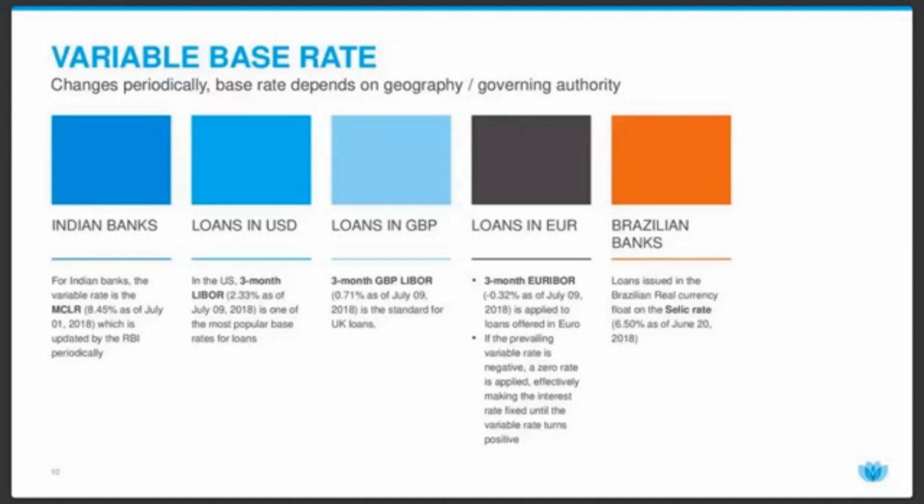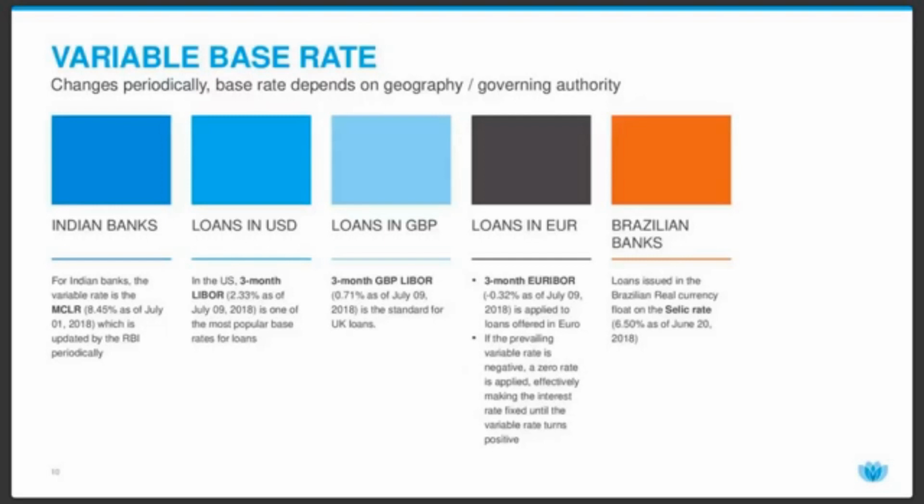So let's just take a few examples so that we're clear with what kind of terminology we might encounter. With Indian banks, this variable rate is what's called the MCLR, the marginal cost of lending rate. It's usually updated by the Reserve Bank of India periodically. As of the most recent one that we have received from public sources, it's 8.45% as of the 1st of July this year, right? So this is the variable part of the rate. If you get a loan in USD, it would typically, in most cases, float on the 3-month USD LIBOR, which, like I mentioned earlier, is 2.33%, right?